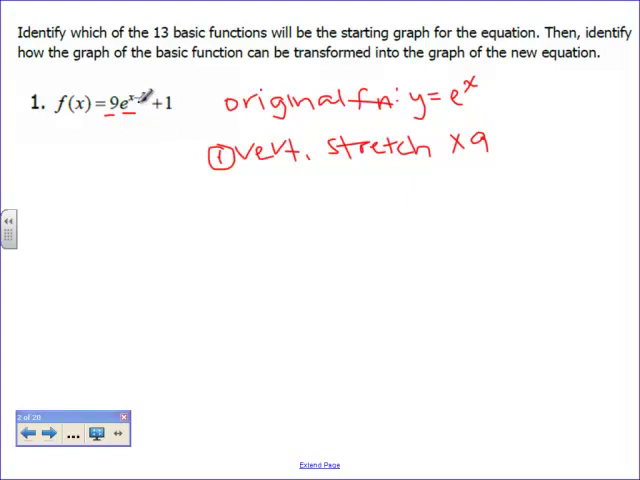Next thing I notice is that x is being subtracted by 2. That would technically be considered in the parentheses, if you're in those terms. That would be in the parentheses of x minus 2. So when you subtract from x, it's the same thing as moving right. So this function will move right 2. And the final piece of the puzzle is the plus 1 at the end, and since it comes at the very end and not part of the function itself, it's going to move the function up 1.